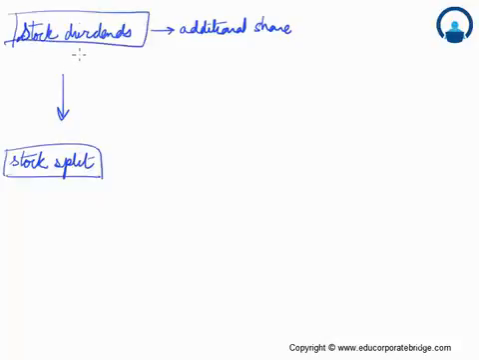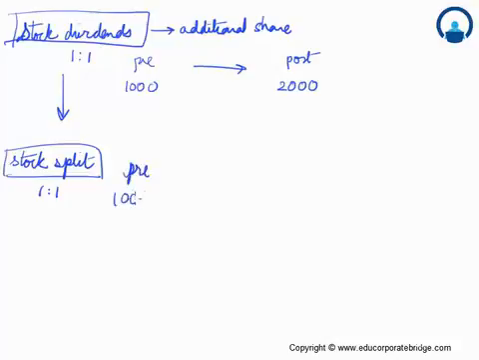Say for example, if there was a 1:1 kind of a stock dividend that was announced, and originally there were 1000 shares, after the dividend there would be 2000 shares. Likewise, if there is a split that is announced, and originally there were 1000 shares, after the stock split there will be 2000 shares. So what do you think would be the main difference between these two? Is stock split actually equal to the stock dividends?